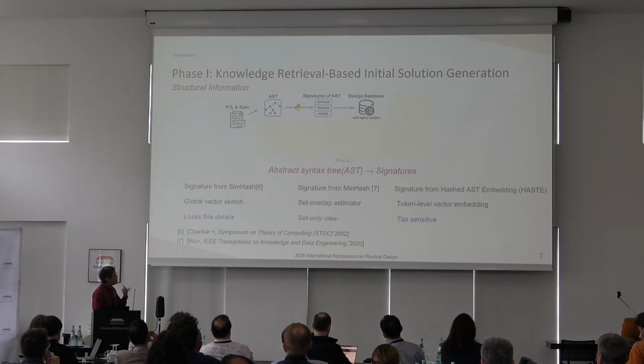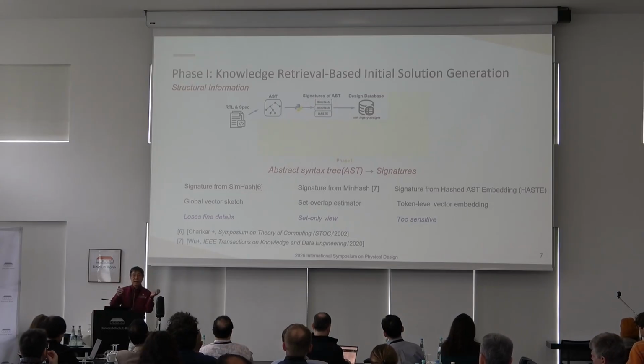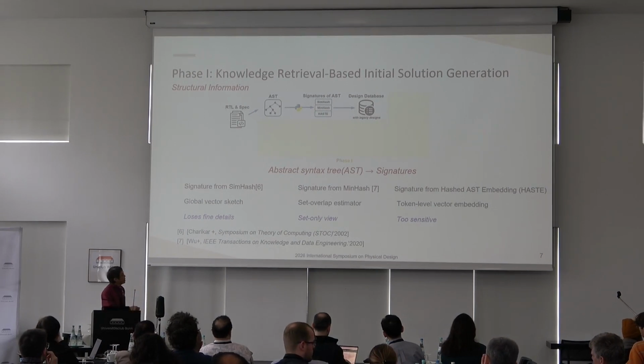MinHash is another approach to look at the set overlap. So these two are good in a sense to get an overall similarity, but it has weakness in a sense that it neglects some details. So in order to address this limitation, we invented our own metric.